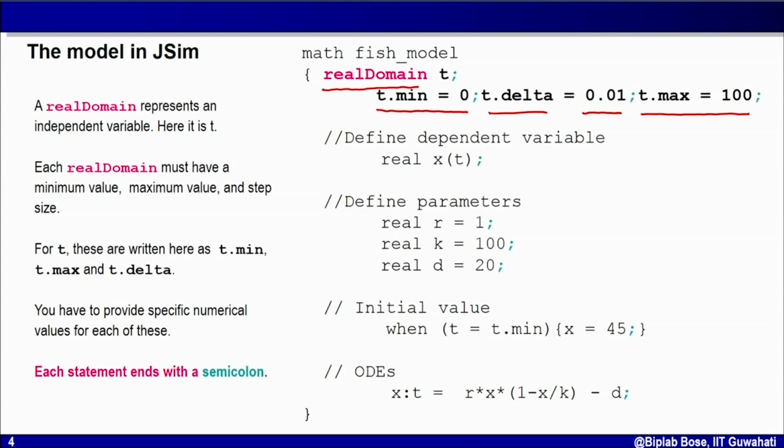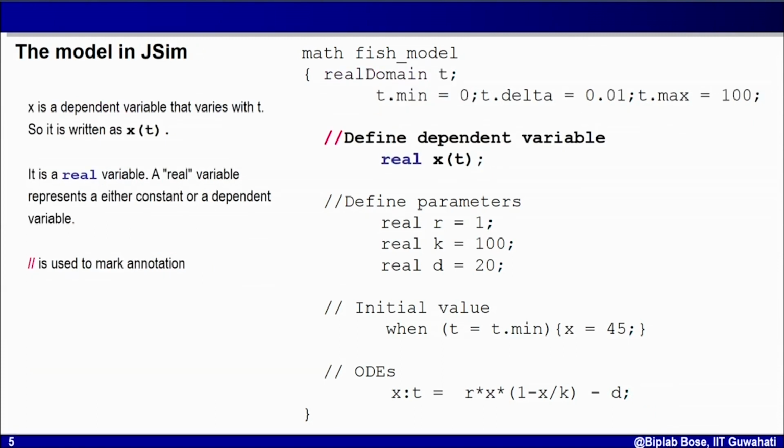Note one important thing. All this information has ended with a semicolon. This semicolon tells JSim that your instruction has ended. If you miss the semicolon, there will be an error in compilation. So don't miss them.